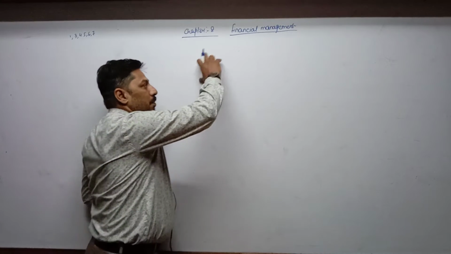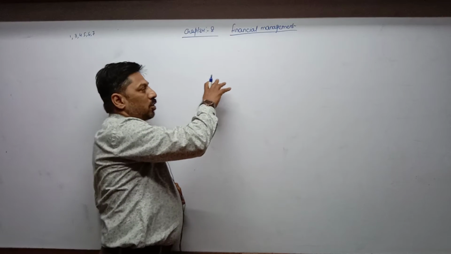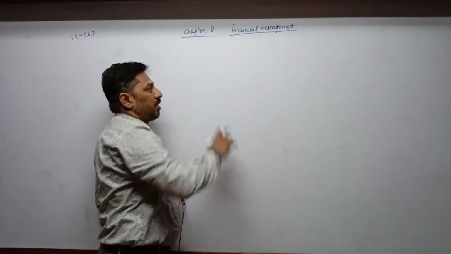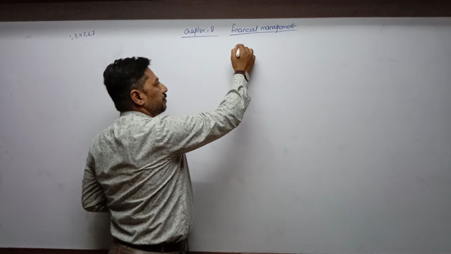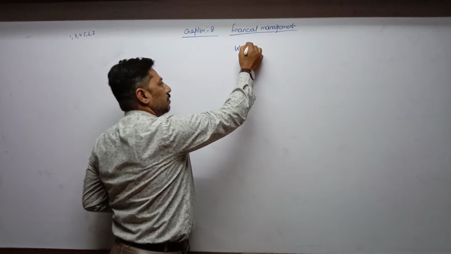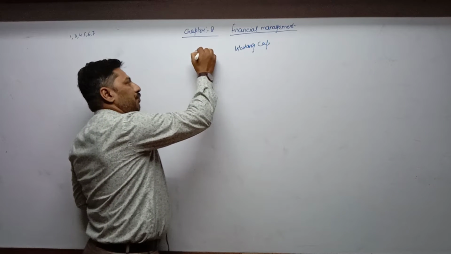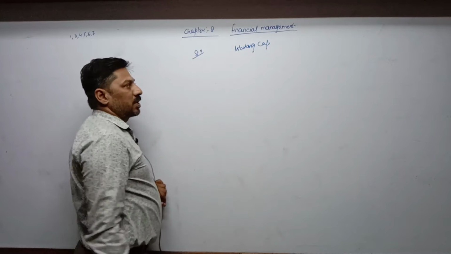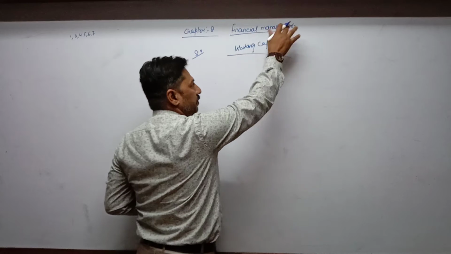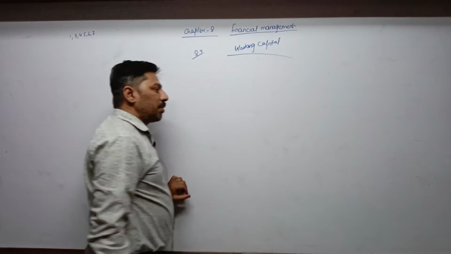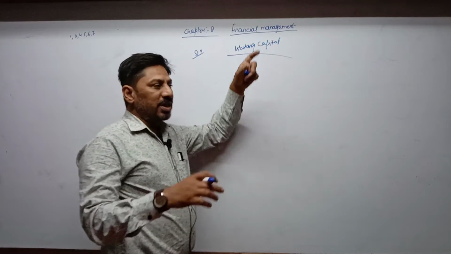Before explaining financial management, today we are going to complete a small, easy topic of financial management, that is working capital. According to textbook, there is 8.4 working capital. In simple language, what is the meaning of financial management? In one line, financial management means management of finance, how to utilize finance.